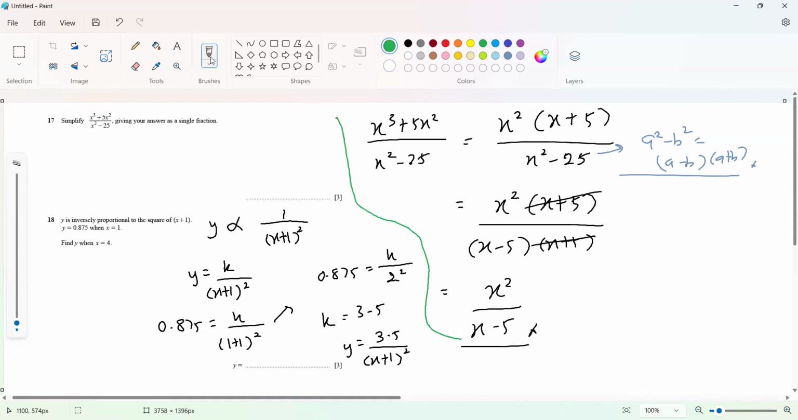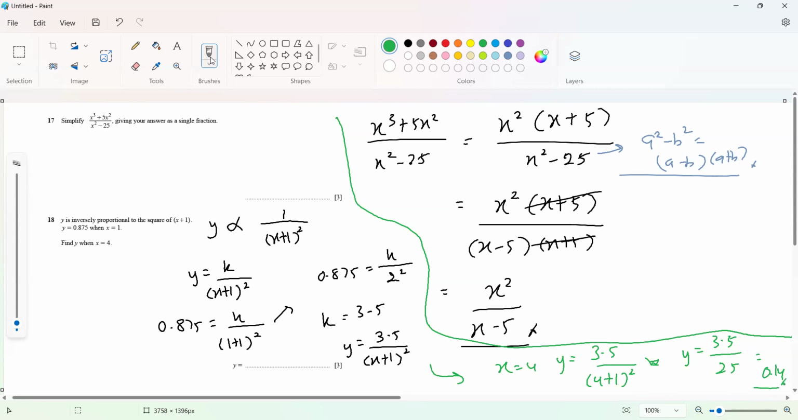And then from there, we can calculate. Sorry, I forgot to change color earlier, so it may look like it's clashing a little bit. So x equals 4, so y equals 3.5 over 4 plus 1 squared. y equals 3.5 over 25. So that would be 0.14. And that's our final answer for question 18.